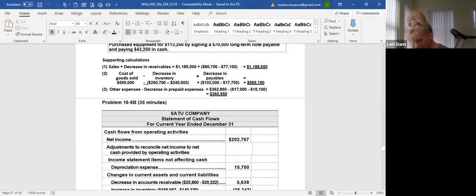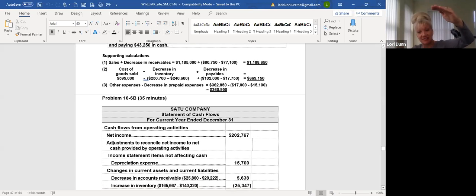Now let's go to inventory. Inventory actually increases. It goes from 143,20 up to 165,667. So we first say, okay, there was an increase in inventory. Now, if inventory is increasing, that means we spent more money on inventory, so it shows as a decrease to cash flow. So with that increase in inventory, cash flow is affected oppositely. Any questions? Okay, those are the two current operating assets.